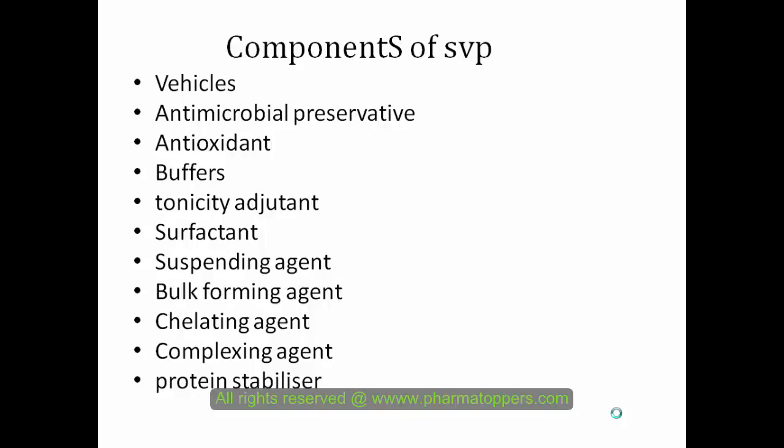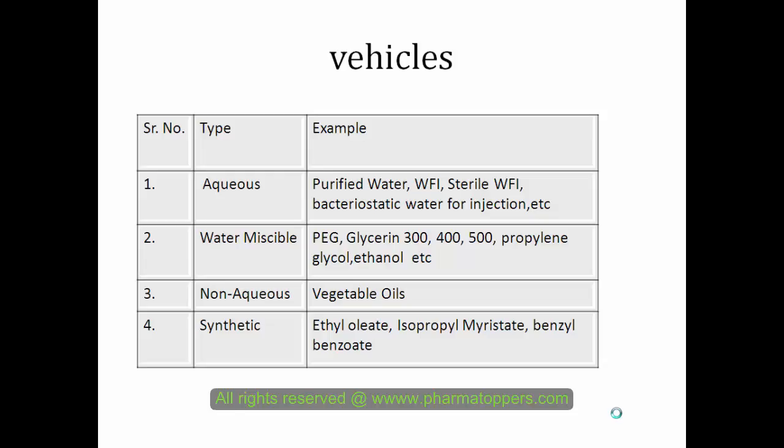The commonly used components of small volume parenterals are, first of all, vehicle, then antimicrobial preservative, antioxidant, buffer, tonicity adjustant, surfactant, suspending agent, bulk forming agent, chelating agent, complexation agent, and protein stabilizer. Coming to the next slide, that is vehicle. There are 4 types of vehicle we can use: first, aqueous vehicle, second, water miscible, third, non-aqueous, and fourth, synthetic.